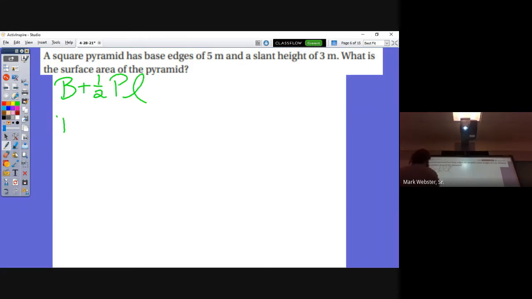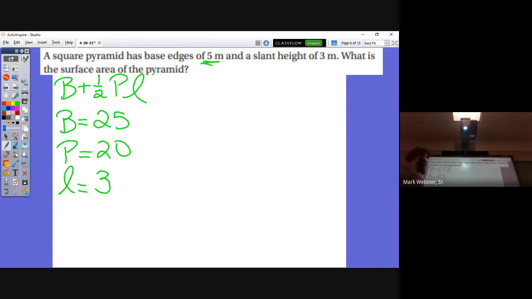So here we got a square. If we know that the edges are all 5, for a square, it's just 5 by 5, ain't it? So the area of that base is just 25. And then for the perimeter, all the sides around are 5. For a square, 5, 5, 5, and 5, 20. All right? And then the slant height, well, they give it to you.